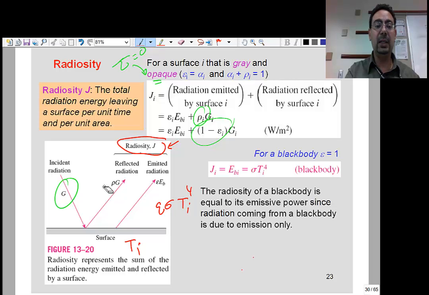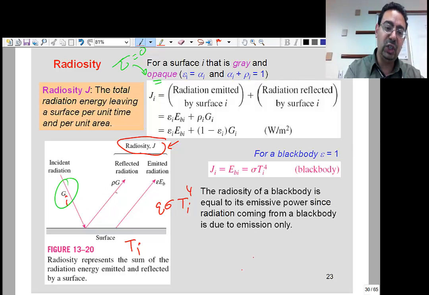So what is the J? Again, it's this plus this. He's adding them. Epsilon EBI plus rho I GI. He's saying that if this surface I has GI falling on it, and his reflectivity is rho I, then at the end of the day, this is what would come out from him. Two things will leave: epsilon I EBI plus rho I GI. Okay? And what he did here is he realized that rho I is 1 minus epsilon I for a free quiz.